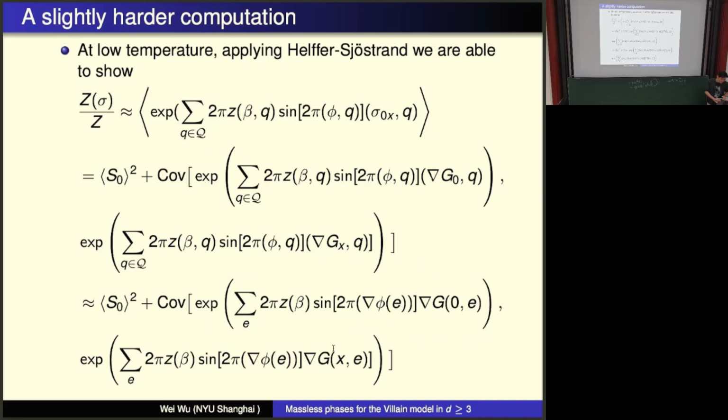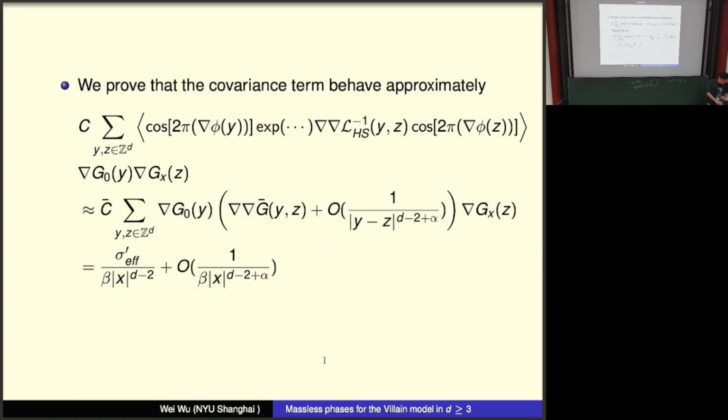So here I already assume everything is a dipole, so instead of summing over Q, you just sum over nearest neighbors, which is a gradient, which is +1 or -1. And so how do we study this covariance? Well, let's apply the Helffer-Sjöstrand formula from before, because it can be used to study the covariance of any two functions of phi. So you just apply Helffer-Sjöstrand, and you see that there are a lot of terms popping up.